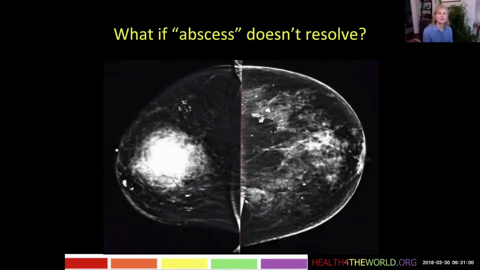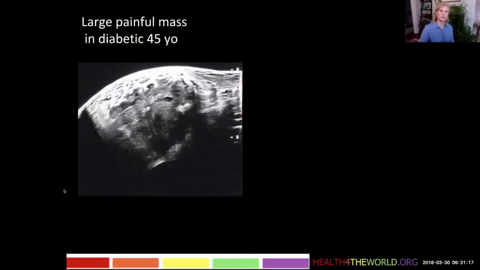So what if something that you think is an abscess doesn't resolve? Here's a case of a patient that had a painful area in the right breast. You see the mammogram that shows a lot of benign calcifications bilaterally and this big collection in the right breast. Here we see sonographically, it's very heterogeneous. It's not a nicely contained fluid collection. So you might call this a phlegmon.